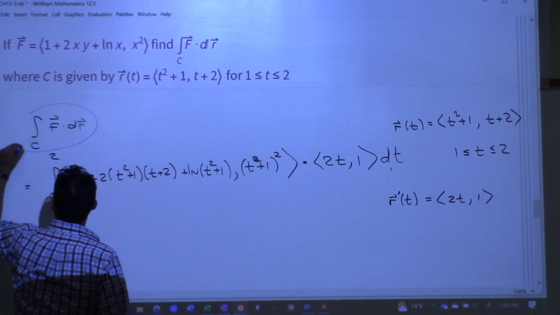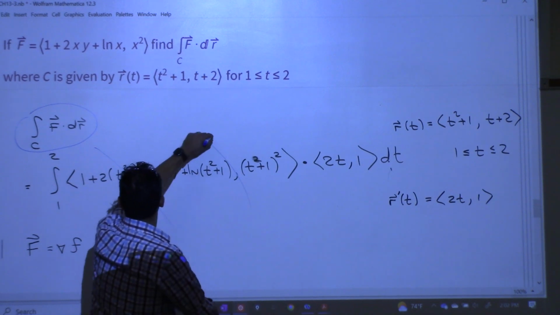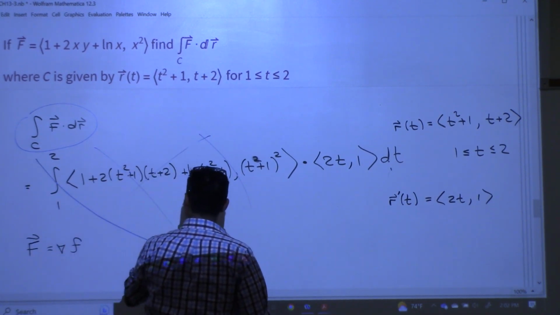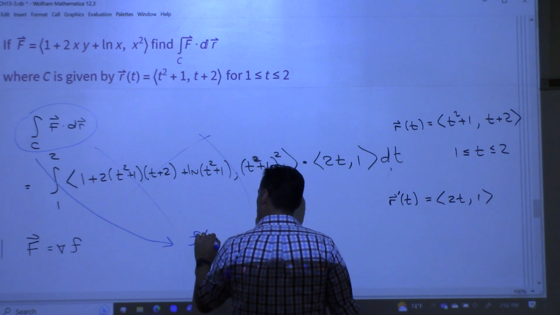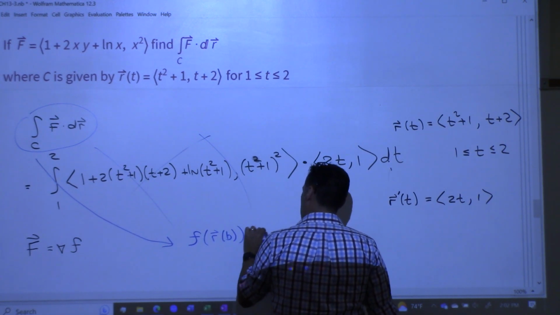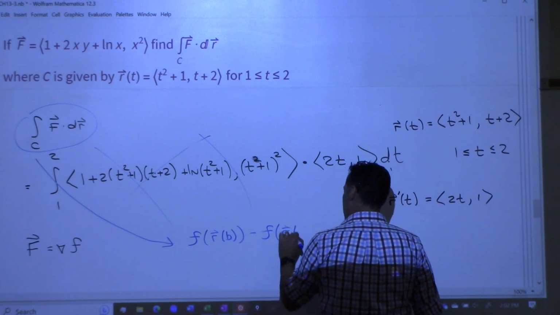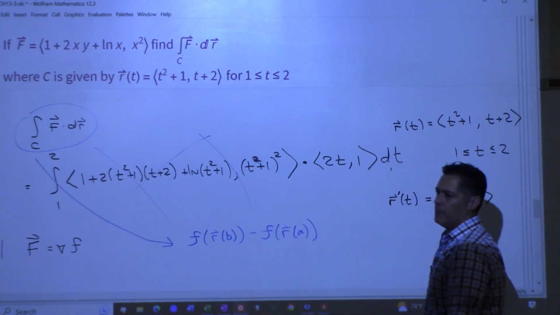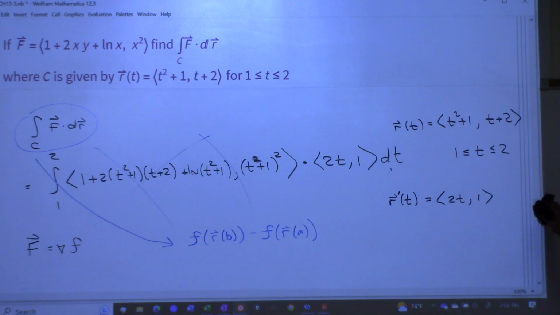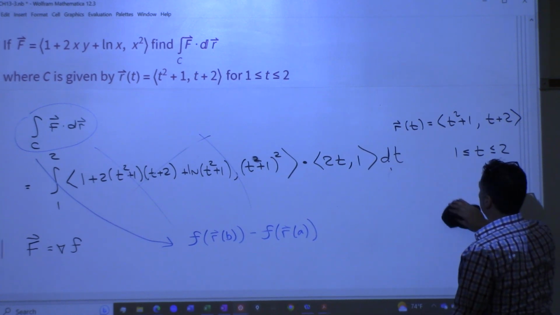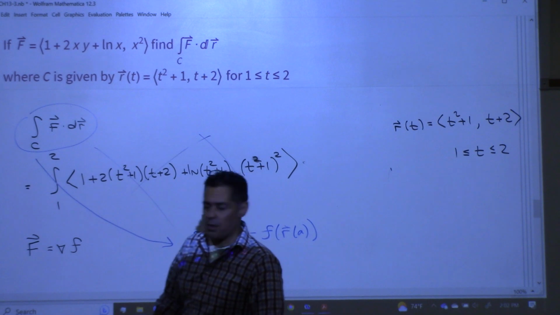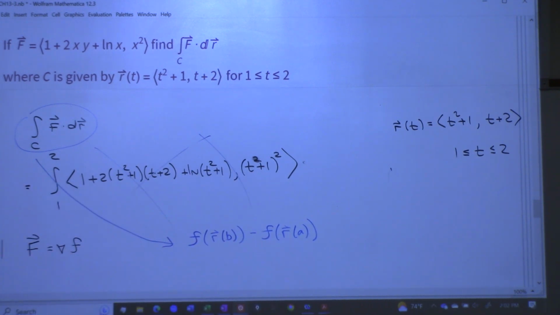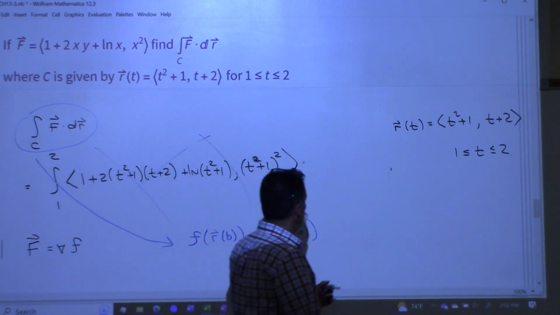So this right here, screw all this, right? I'm just going to say this will be the scalar function evaluated at R of B minus the scalar function evaluated at R of A. Fundamental theorem of line integrals. Now, I still do have to figure out what R of B is and what R of A is, and then plug those in. We also have to figure out what f is. We did. That was our previous example. Yes, you would have to do that as well. So let's figure out what R of B is.